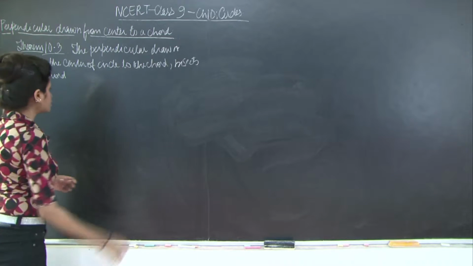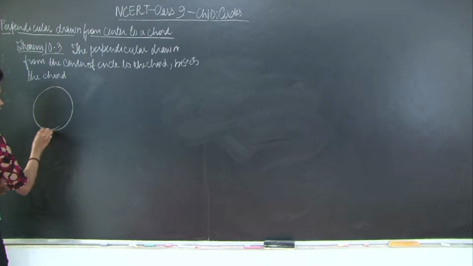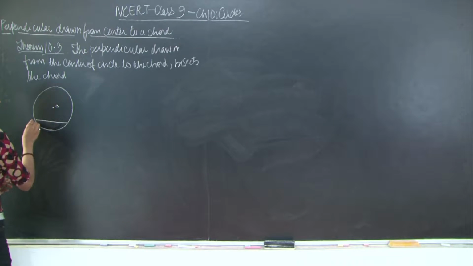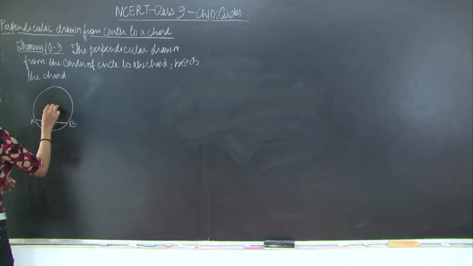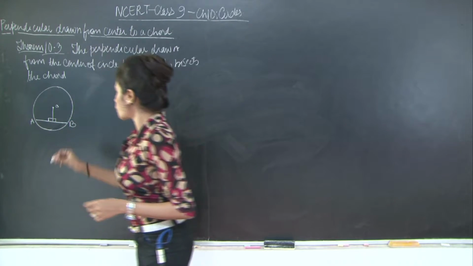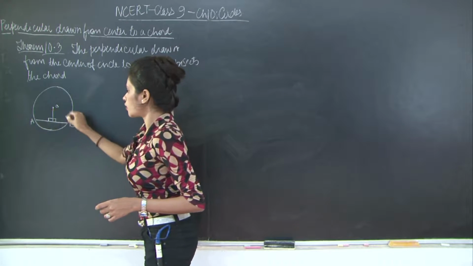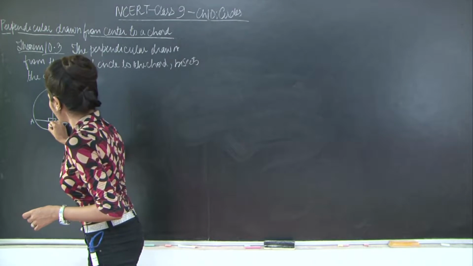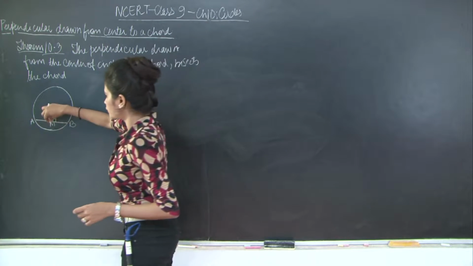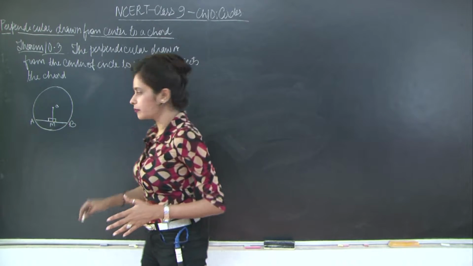So what you are going to do is you will draw a circle with center O, chord AB, and you will draw a perpendicular. Now the given is what? That O is the center of this circle and AB is the chord such that OM is the perpendicular to AB. You need to prove that MA is equal to MB. So how will you prove that MA is equal to MB?